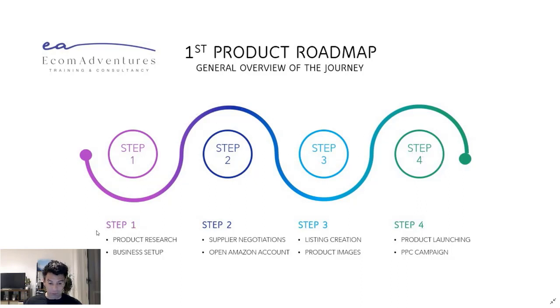Step 1, product research and business setup. These 2 things can be done together before we're moving on. So you're gonna be setting up your business and doing your product research at the same time. Okay, so product research, what that means? Product research means looking for the product you're going to sell. In order to do that, you're gonna need help, and the help is software.